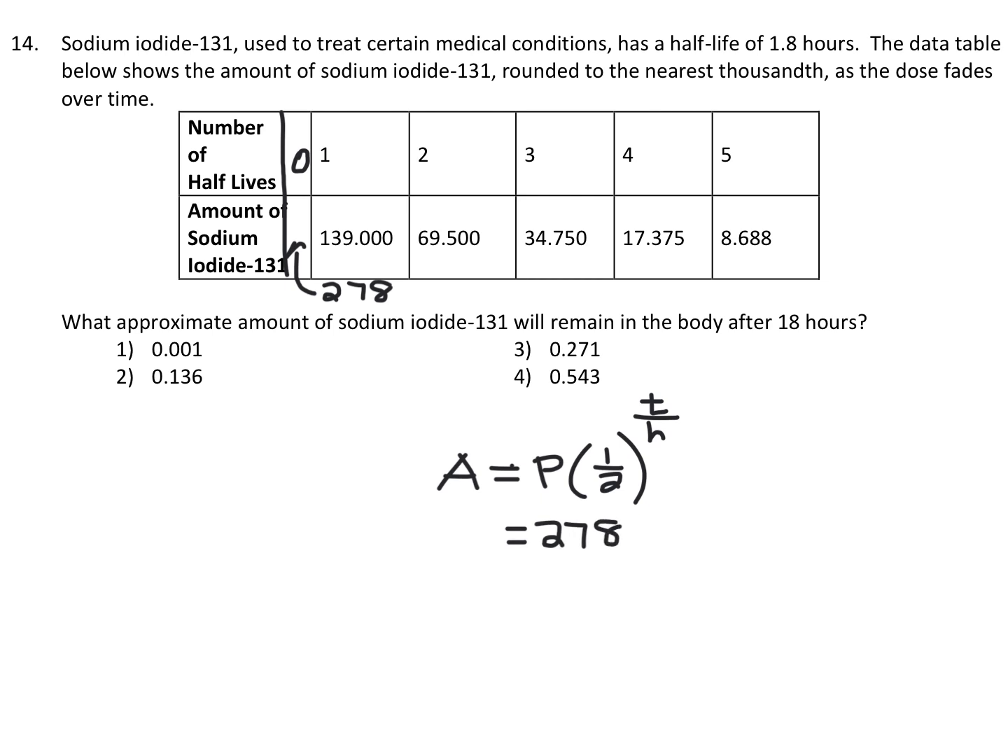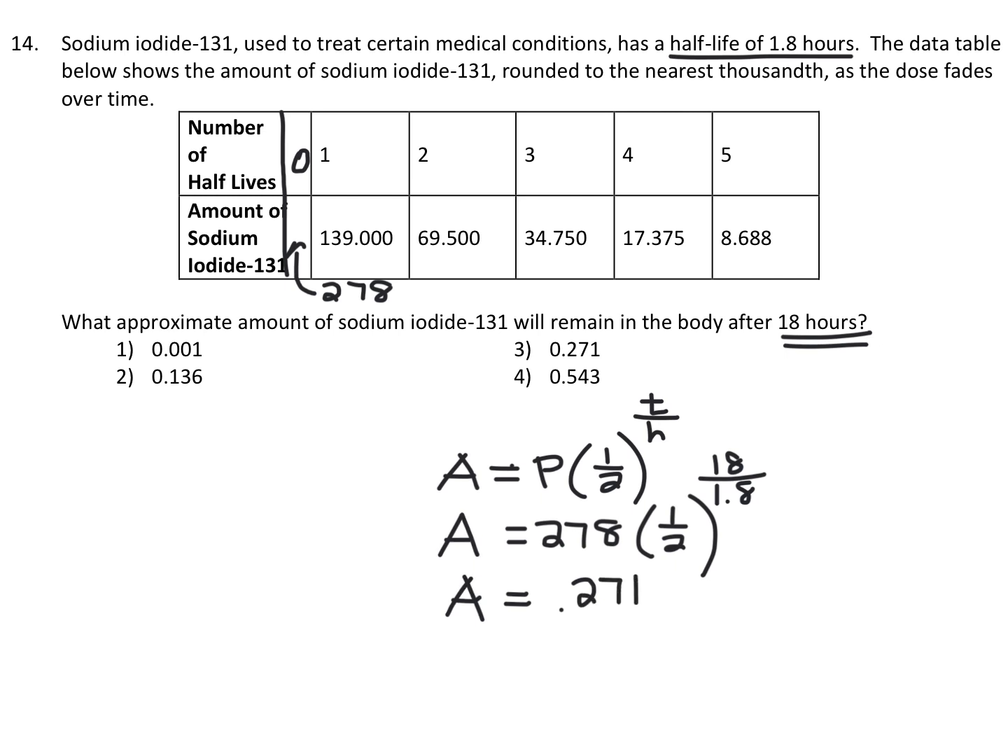Then there's a 1/2 in our formula. T stands for the time that has passed, which is right here, 18 hours. And H stands for the length of time a half-life is. So it says right here that the half-life is 1.8 hours. And we're solving for A. So all we have to do is plug that in our calculator and see what we get. And when we do, we get 0.271. So choice 3 is our answer.